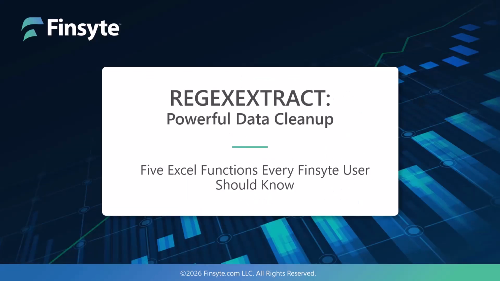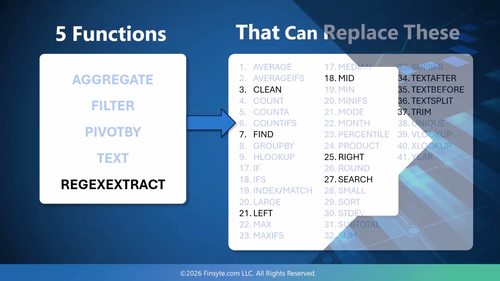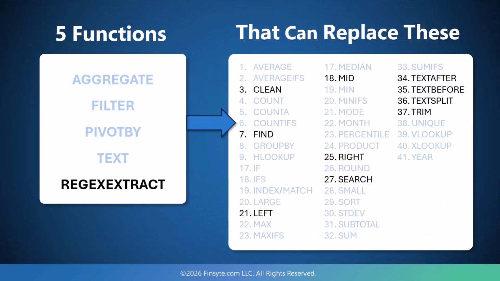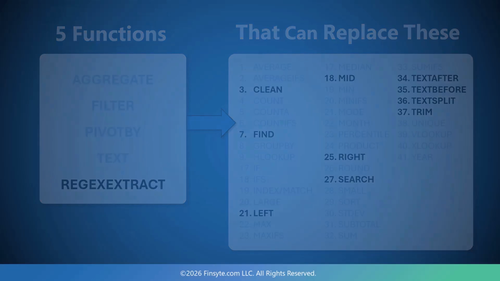One of the most common challenges when working with data is cleaning it up. You might have names, emails, or text strings where you only need part of the information. And traditionally, solving that requires multiple functions like left, right, find, text before, or trim. But there's a much more powerful option. That's the REGEXEXTRACT function. REGEXEXTRACT allows you to pull specific patterns of text out of a larger string. Instead of telling Excel where to look, you tell it what to look for.